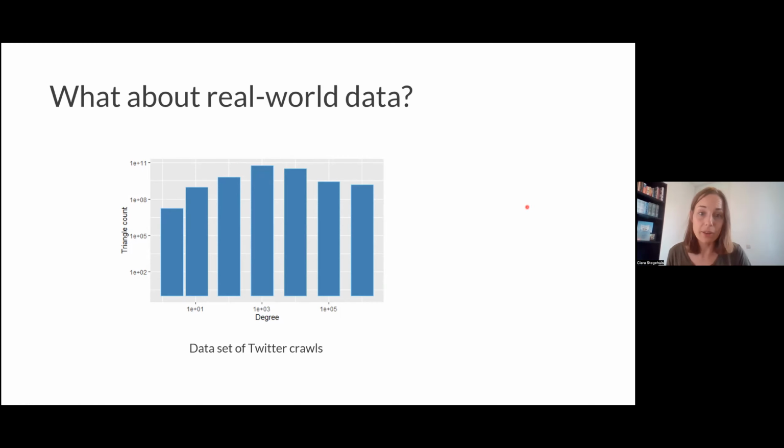And this is actually, in a sense, in agreement with what we found: there's a specific degree somewhere a bit in the middle where you are more likely to form triangles than on other degrees.